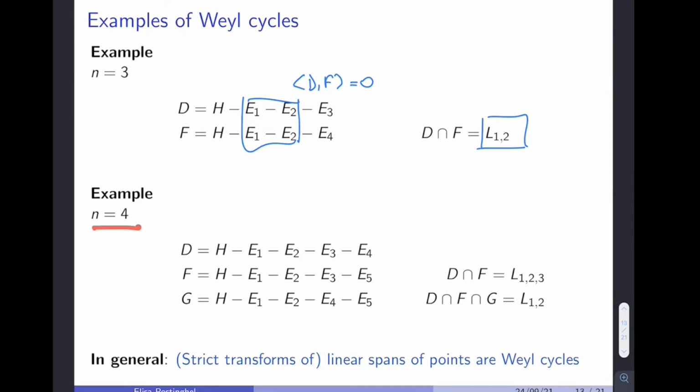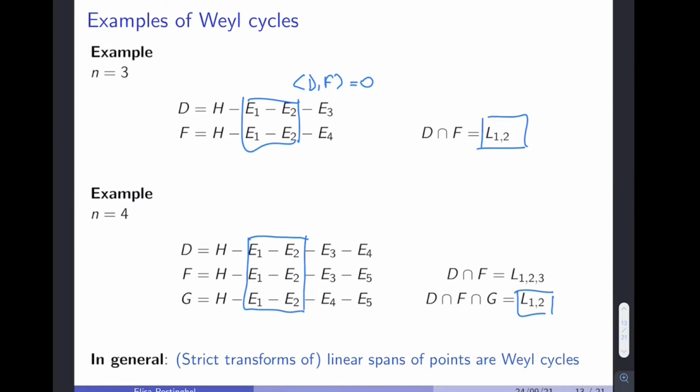So let's go up again. Increase the dimension a little bit more. We take dimension 4, we take 3 hyperplanes, and they are pairwise orthogonal, 2 by 2 orthogonal. And if I intersect all 3 of these hyperplanes, they share 2 points and only 2 points. And so their intersection is clearly the line through those 2 points.